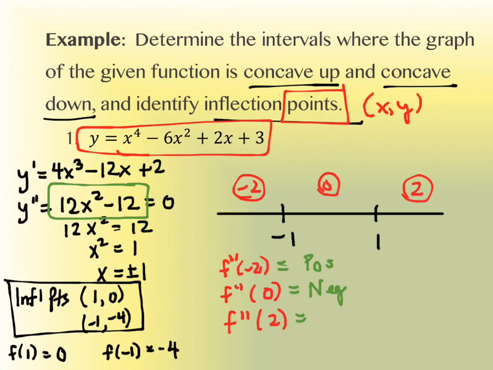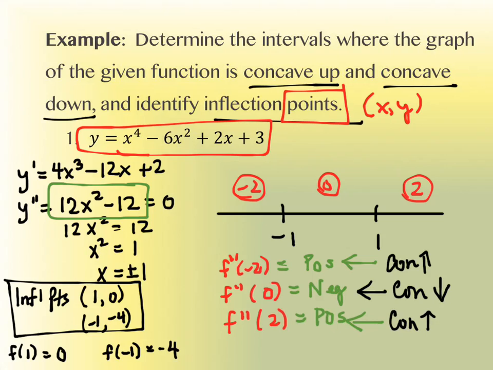It's positive. Yeah, it's positive again, right? Alrighty then, so what we have to figure out is what that means. When the second derivative is positive, what does that mean? It's concave up. And if the second derivative is negative, then it is concave down.